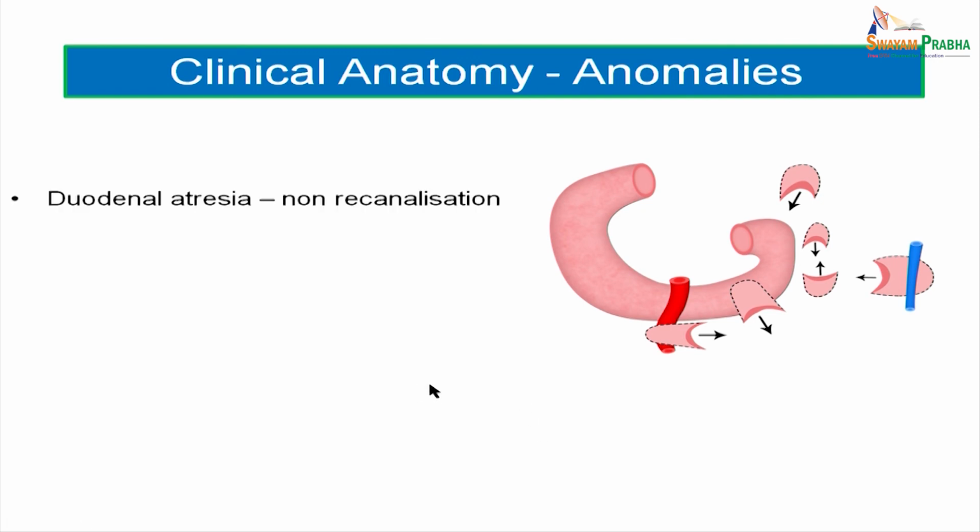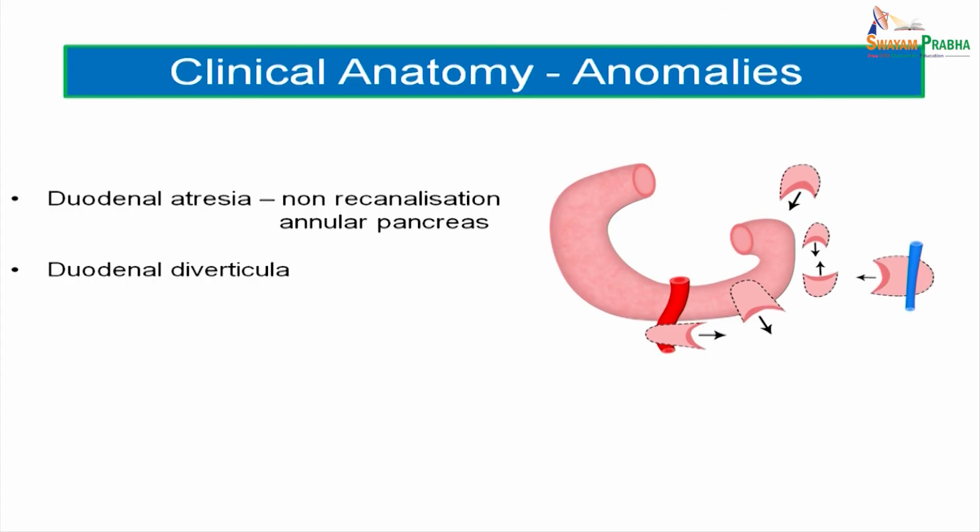There can be duodenal atresia. During axial rotation, if there is non-recanalization after obliteration, it can lead to duodenal atresia. There can be annular pancreas. Instead of the ventral bud and the dorsal bud uniting, they surround the second part of the duodenum like a circle, and form an annular pancreas and constrict the duodenum. So, this is annular pancreas.